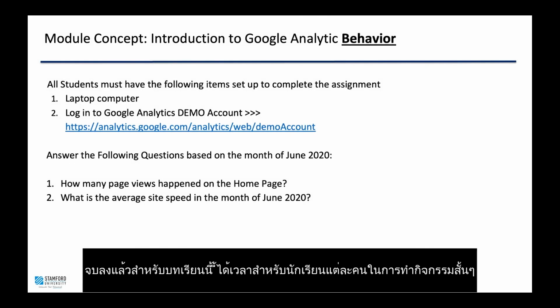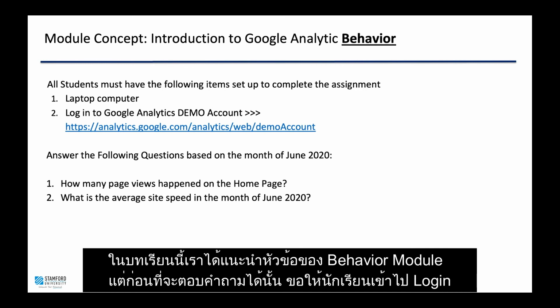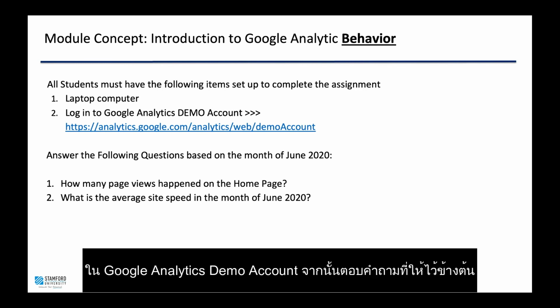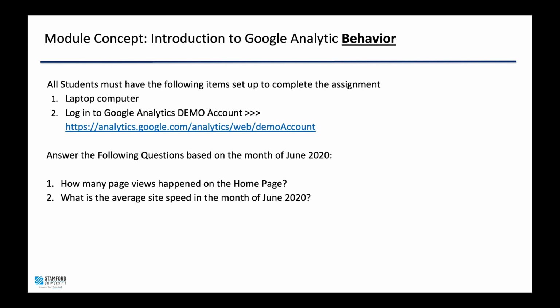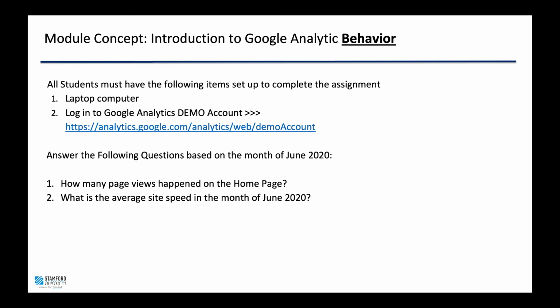And this brings us to the end of this module concept. Now it's time for you to complete this short activity. So again, go back into the demo account. Set the date of June 2020. And then I want you to answer these 2 questions. So navigate again to the behavior section to answer these questions. Please complete the activity and upload it back into Blackboard. See you in this week's Q&A. Thanks.